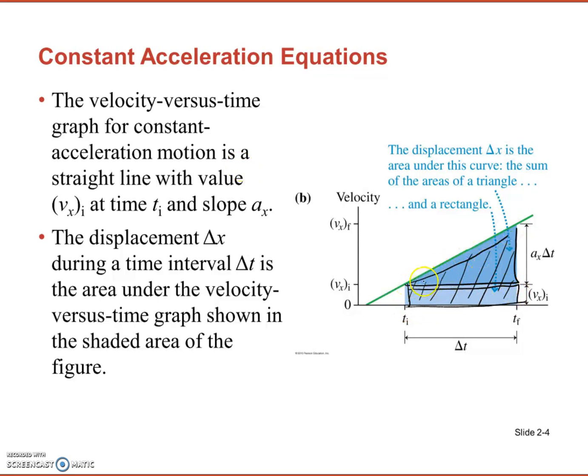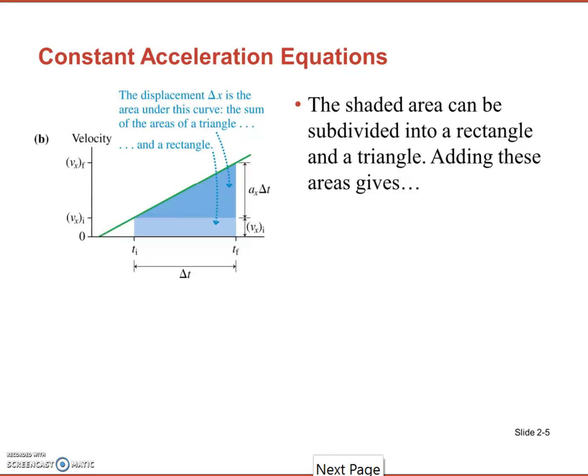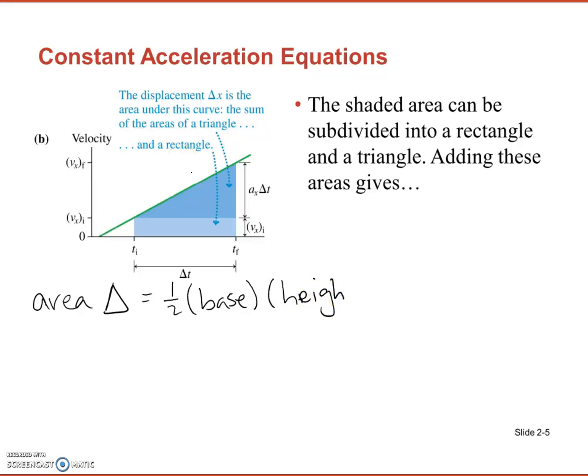So I'm going to find the area of the triangle and add it to the area of the rectangle, and that will give me the total displacement. Okay, so let's do that. The area of the triangle is equal to one half base times height. In this case, the base is t final minus t initial, or delta t. And the height is v final minus v initial, which we saw on the slide before is equal to a sub x delta t.